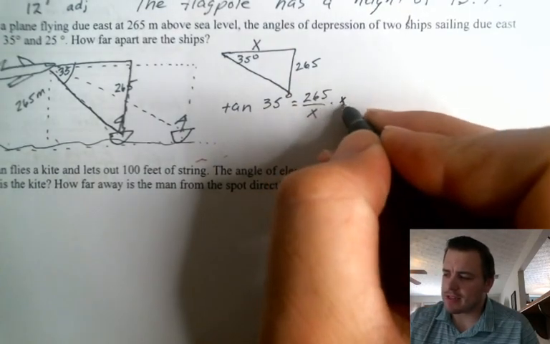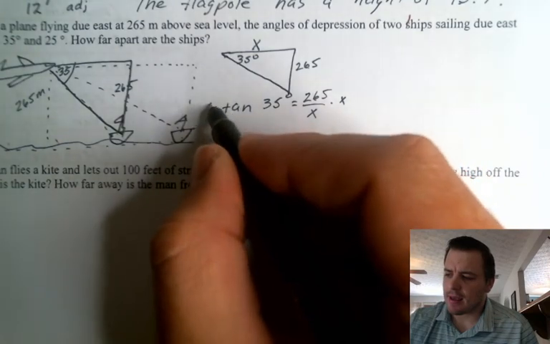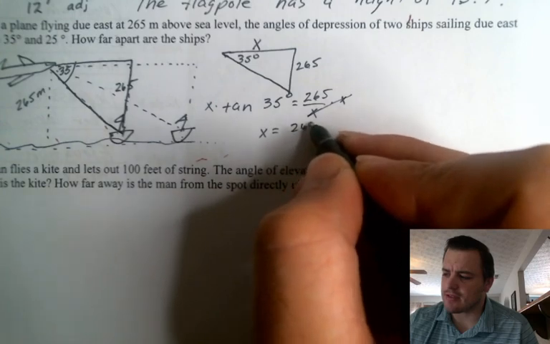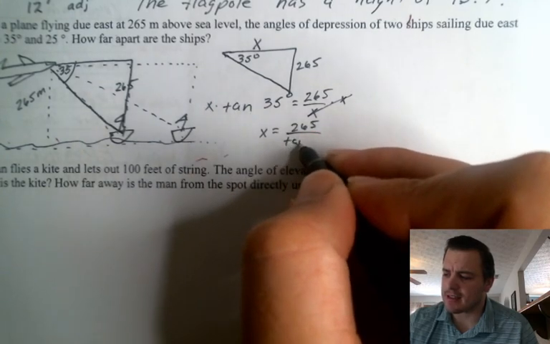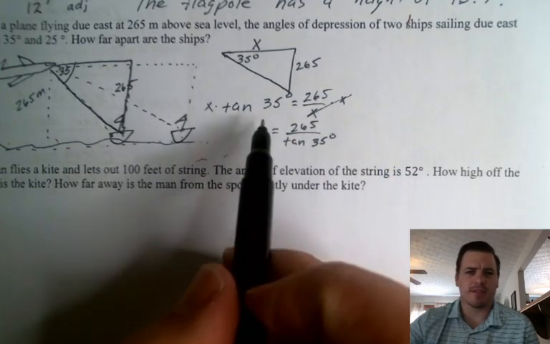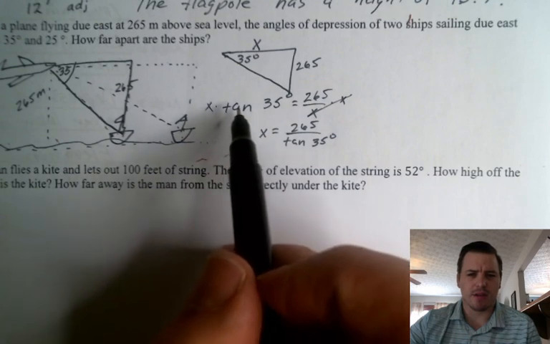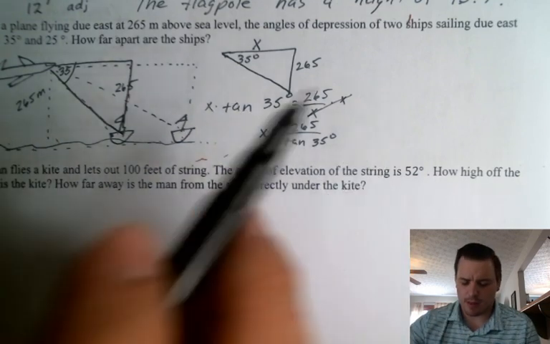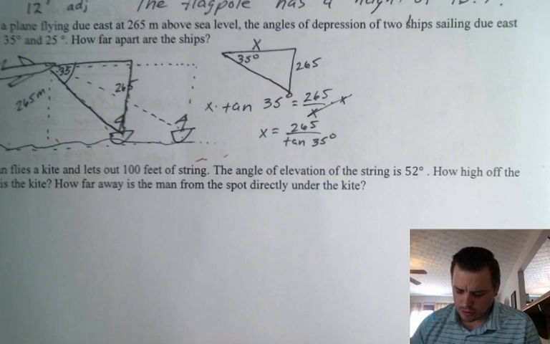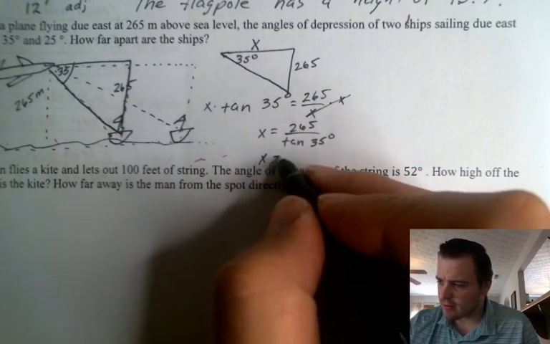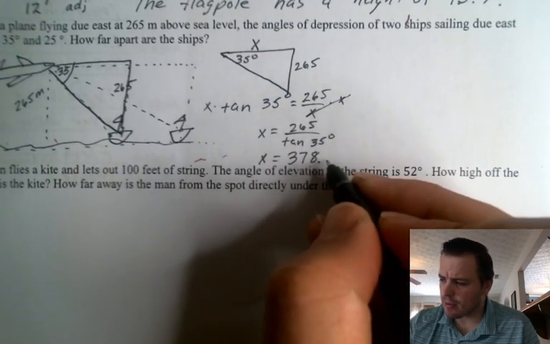We multiply both sides by x, and we would have x is equal to 265 divided by tangent of 35 degrees. So I'm skipping a step there. I'm multiplying x on both sides, but instead of rewriting everything, I just go ahead. I know I'm going to divide both sides. 265 divided by tangent 35 degrees is equal to 378.5.